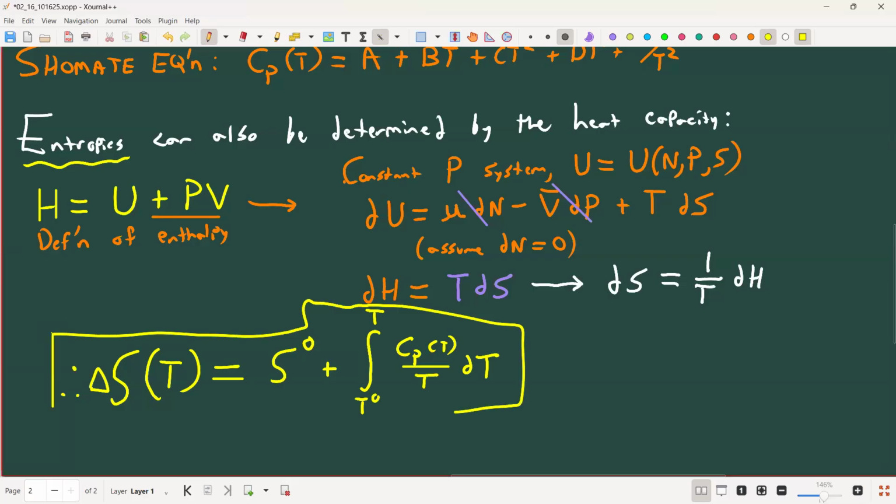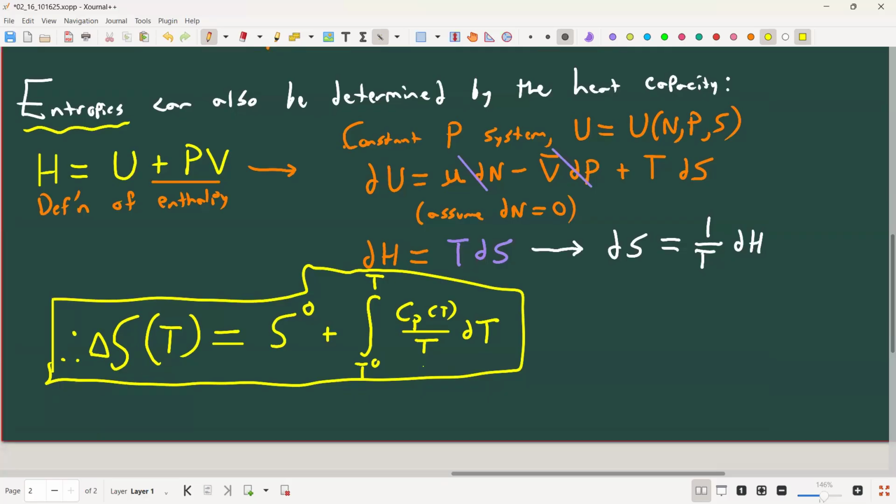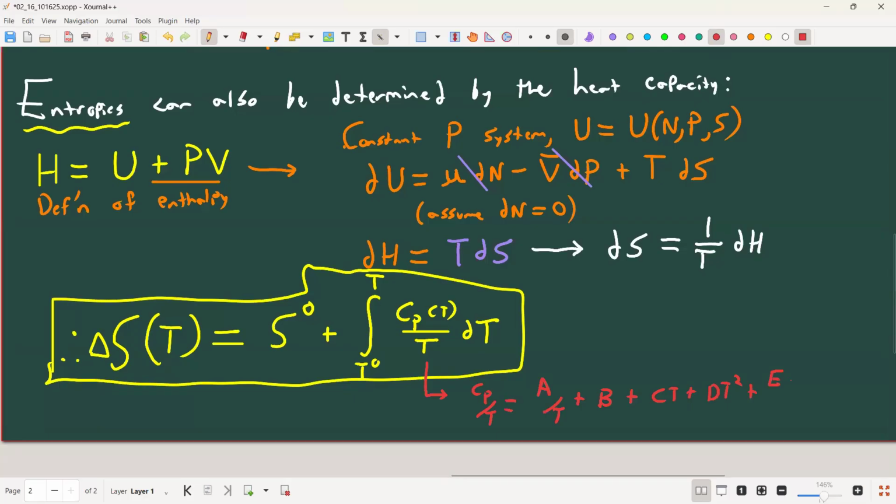Right? So in order to calculate the entropy, all we have to do is take the heat capacity function we have here and divide it by T and then integrate. I mean, how easy can it be, right? Also, what that means then is that Cp of T divided by T is going to be, using the Shomate equation, A over T plus B plus CT plus DT squared plus E over T cubed, right?